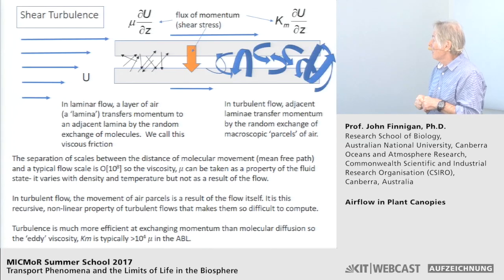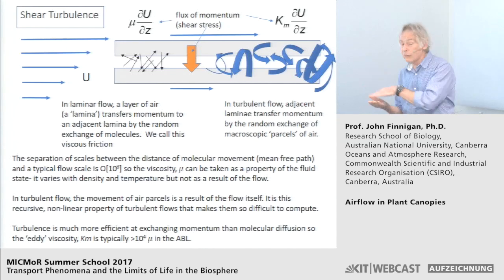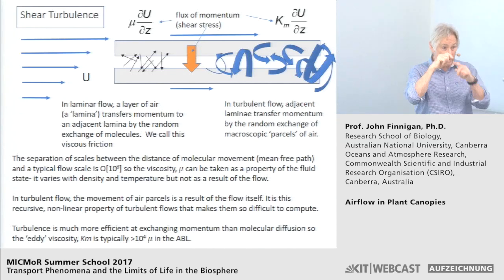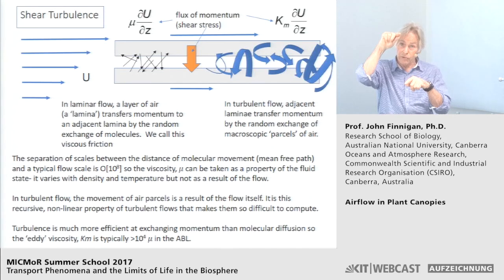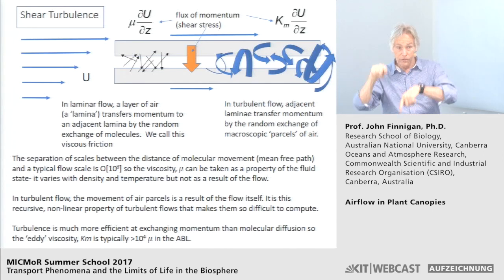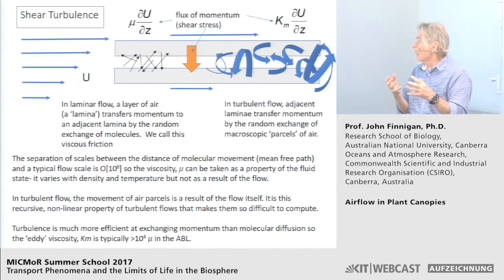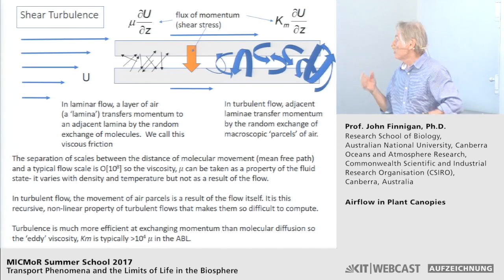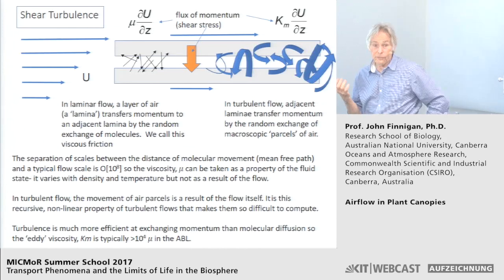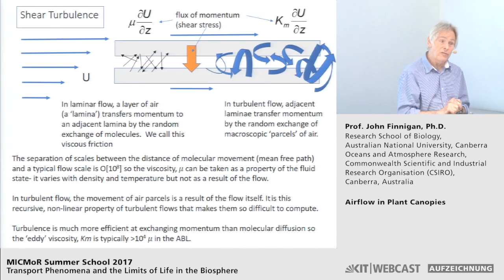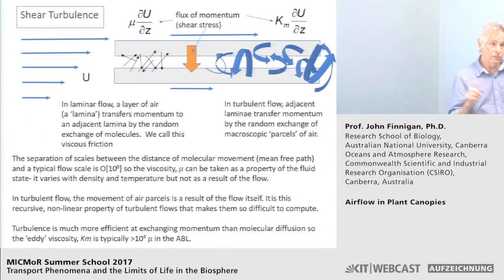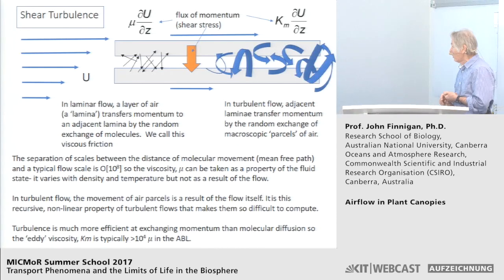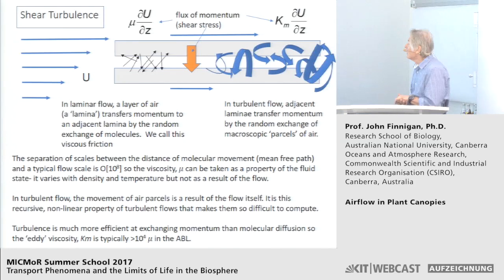And so because there's such a huge scale separation between the distance over which the process transferring momentum, fast molecules going up, slow molecules coming down, and the flow itself, you can regard the viscosity as a property of the fluid. It depends on the density, the temperature, maybe some chemical admixtures, but it's a property of the fluid, not a property of the flow itself.